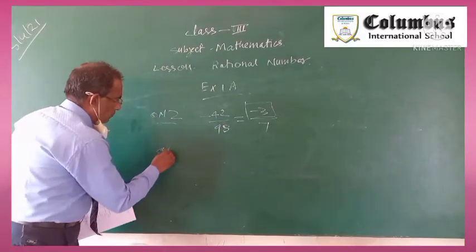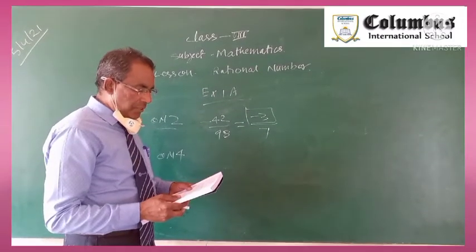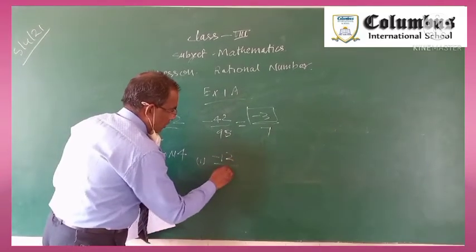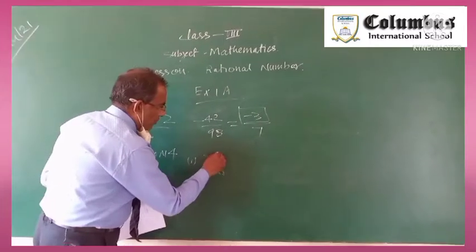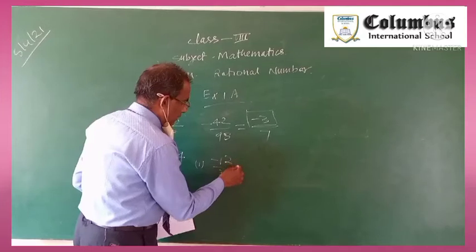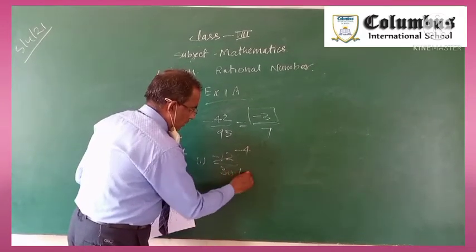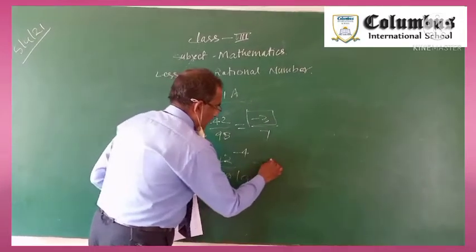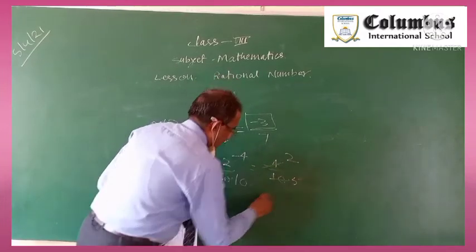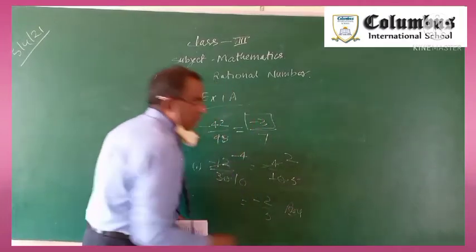Question number 4. Express each of the following rational numbers in standard form. Suppose that minus 12 upon 30. You divide both by 3, that is 3 fours are 12, so minus 12, and 3 tens are 30. Again minus 4 by 10, divide by 2, minus 2 by 5. Minus 2 by 5 is in the standard form. It is your answer.